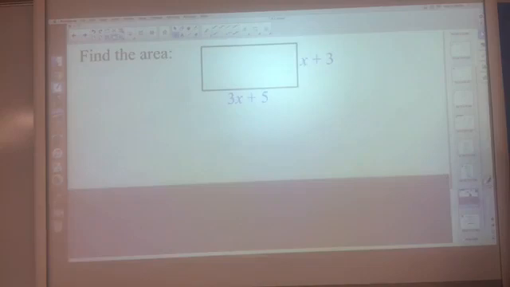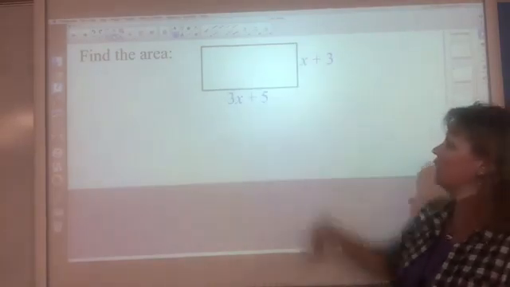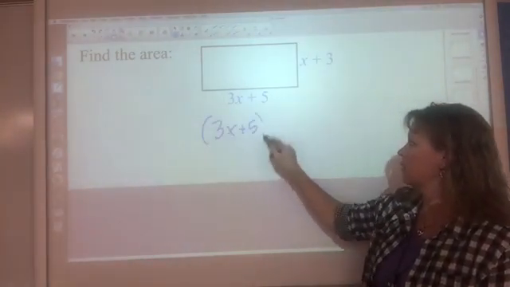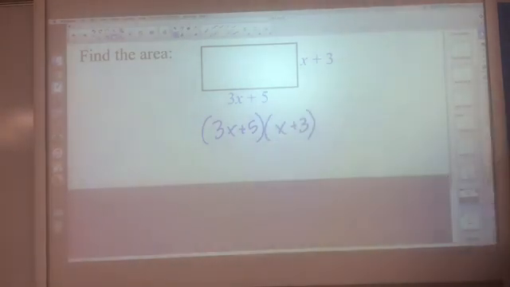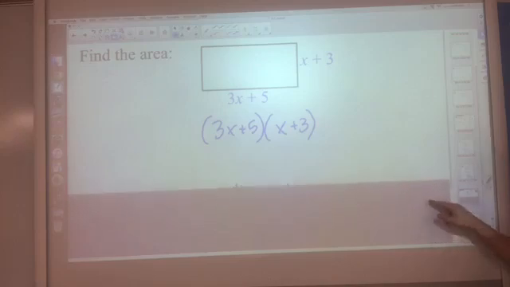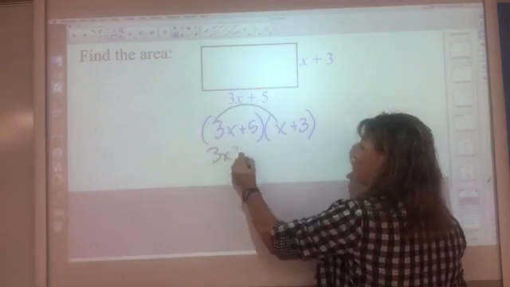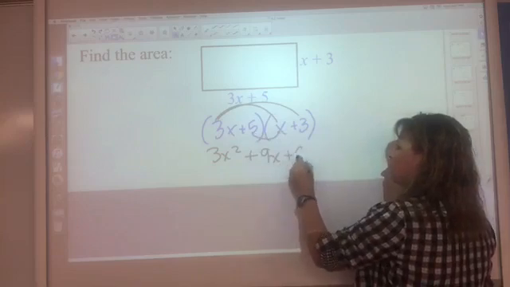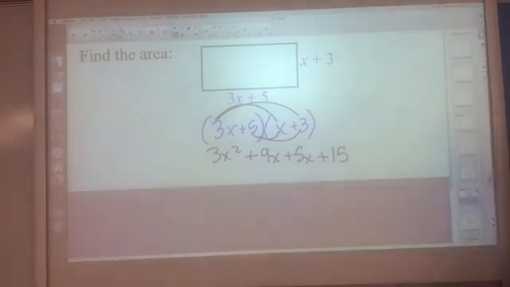To find the area of a rectangle, we're looking for the length times the width, or the base times the height. We're trying to find out how many square units fit in there. We don't know our length, but we know it's represented as 3x plus 5. We don't know our width, but we know it's represented as x plus 3. And we know to multiply two polynomials, you need to FOIL: 3x squared, plus 9x inside, plus 5x, and last plus 15.